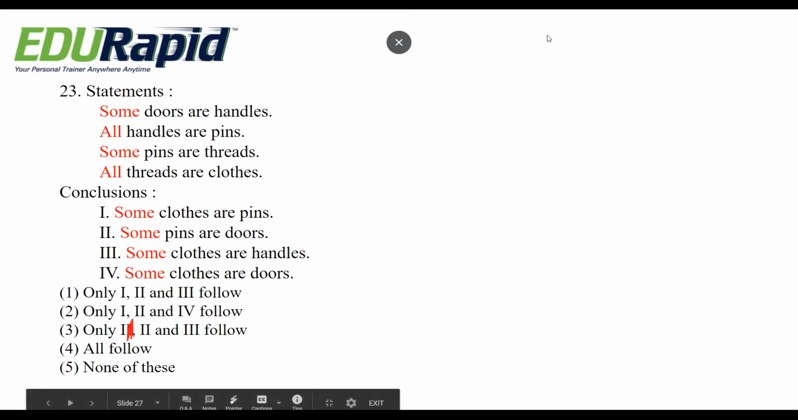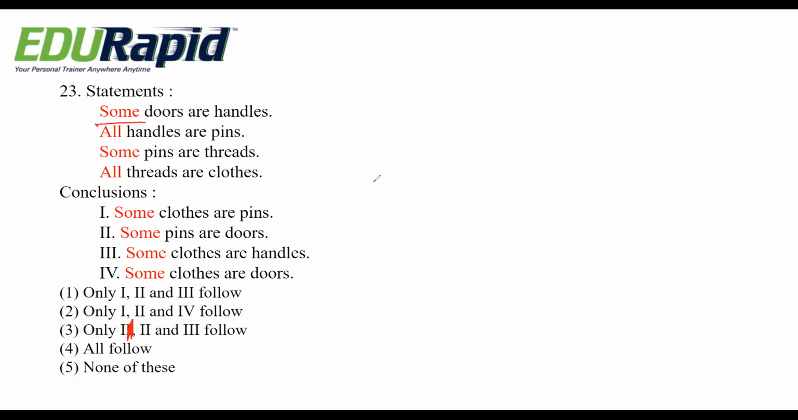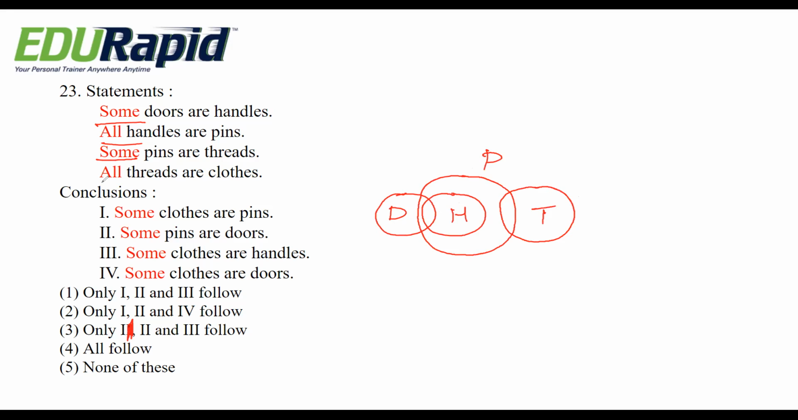Some doors are handles. All handles are pins. Some pins are threads. All threads are cloths. Conclusion: some cloths are pins. Yes, it follows because circle C and P touch each other. That is connected to each other.